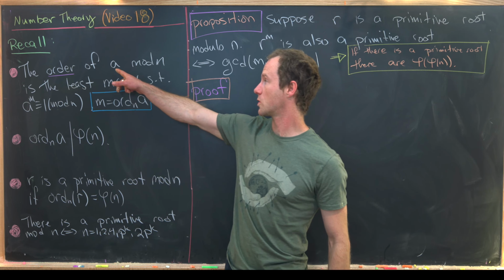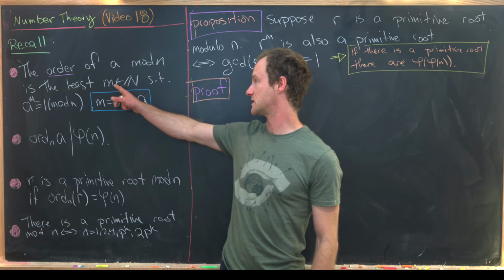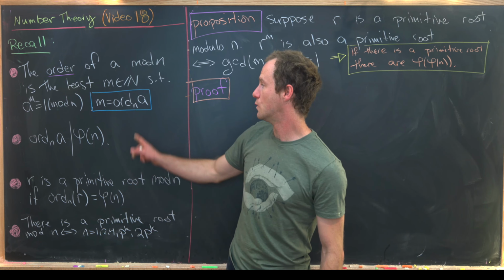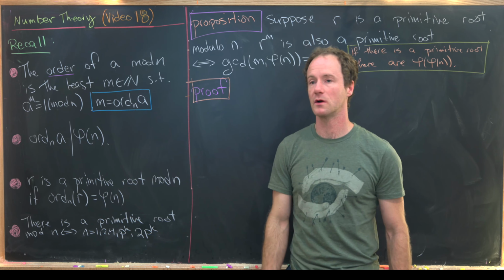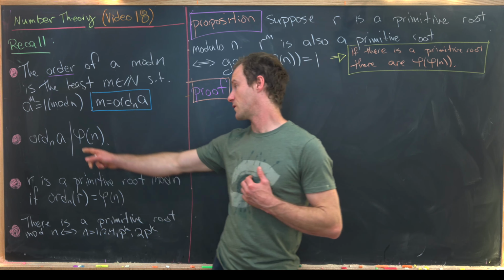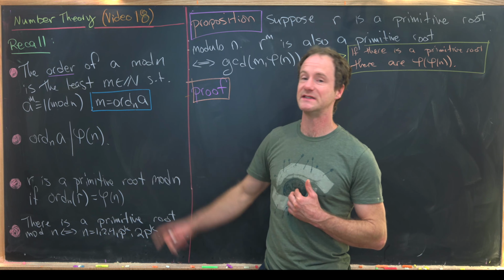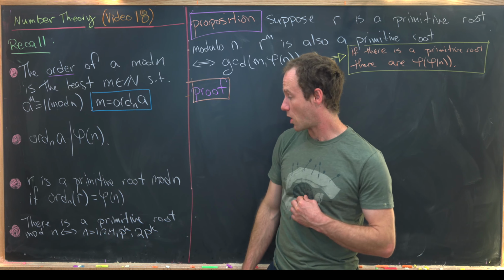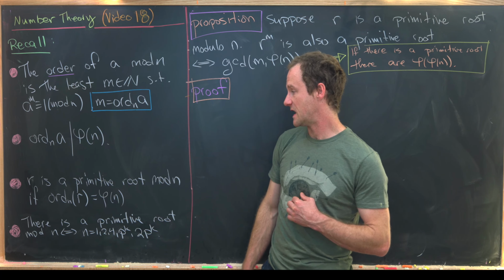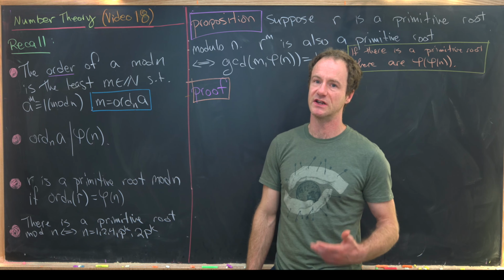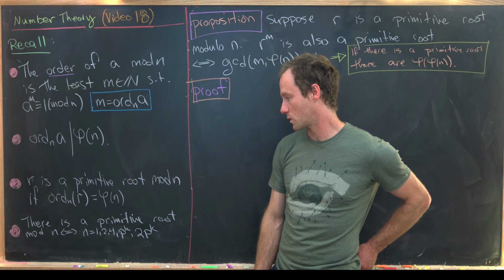First of all, the order of a mod n is the smallest m such that a to the m is congruent to 1 mod n. We write m is equal to the order of a mod n with this notation. Next, the order of a mod n always divides phi of n. And then next, r is a primitive root mod n if the order of r mod n is equal to phi of n, so it achieves the biggest possible order.